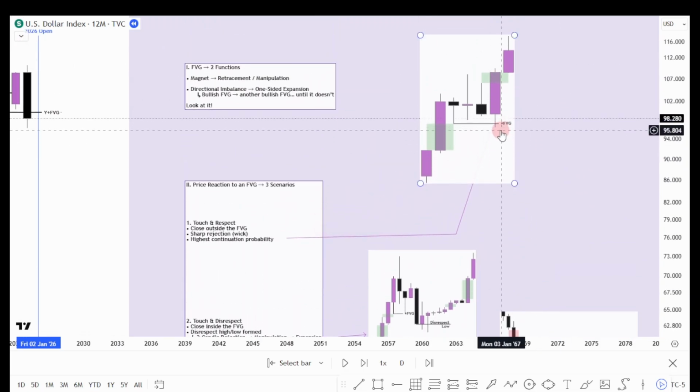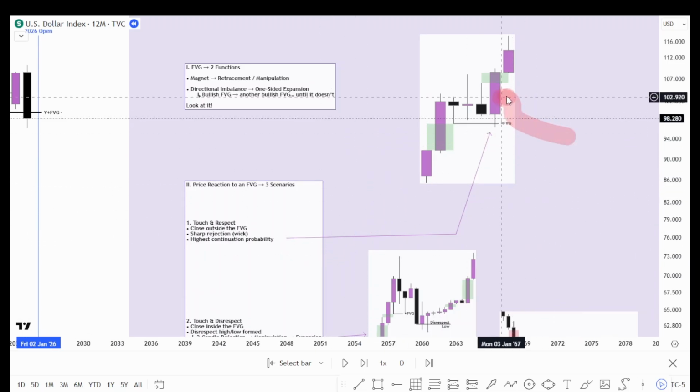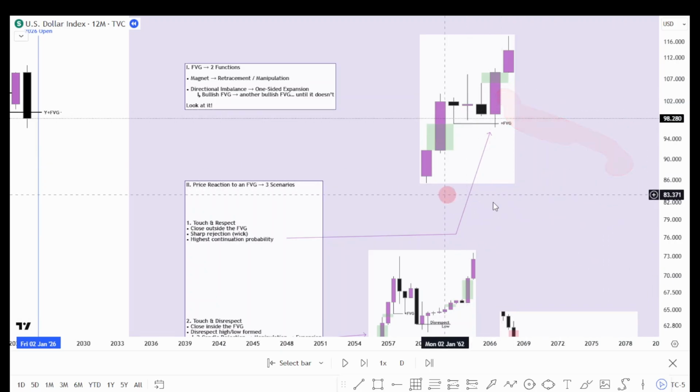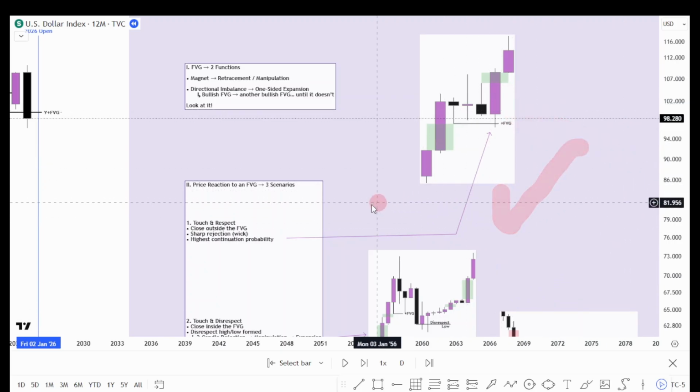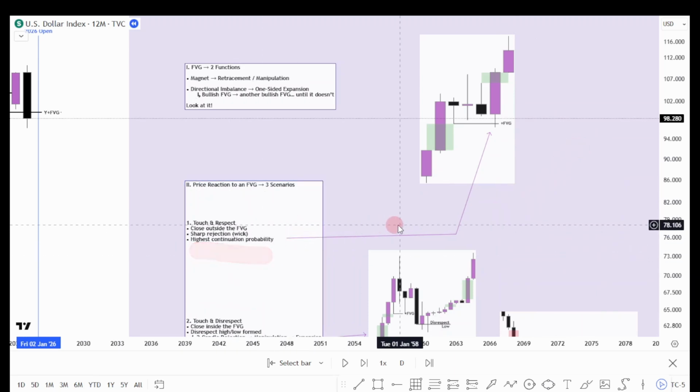Looks like price is getting electrocuted. Doesn't spend much time inside that zone and quickly rejects away. It's easily identified by closing outside the fair value gap. So in this scenario, the fair value gap holds, and it has the highest potential of providing the next expansion in your direction. Scenario number 2, touch and disrespect.